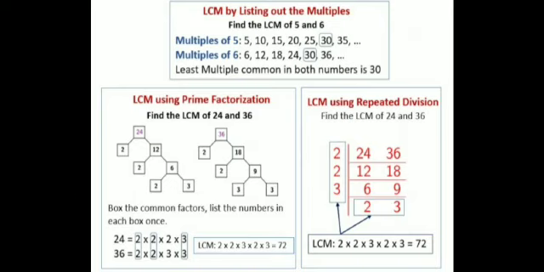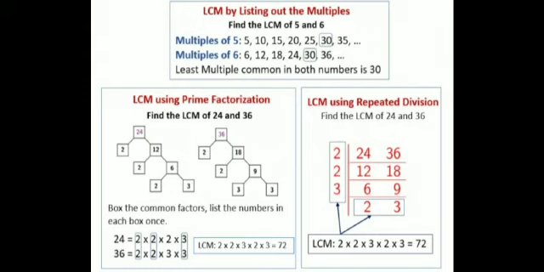The next method is LCM using repeated division. Now in repeated division, what we have to do? We have to divide the given numbers by a common divisor. So here we can see we have divided 24 and 36 by 2. We have got 12 and 18. Again, both the numbers are divisible by 2. We have got 6 and 9. Now 6 and 9, they both are divisible by 3. We have got 2 and 3 and there is no common divisor of 2 and 3. Now LCM will be equal to the product of all the common divisors and the left out numbers also. So it is equal to 72.